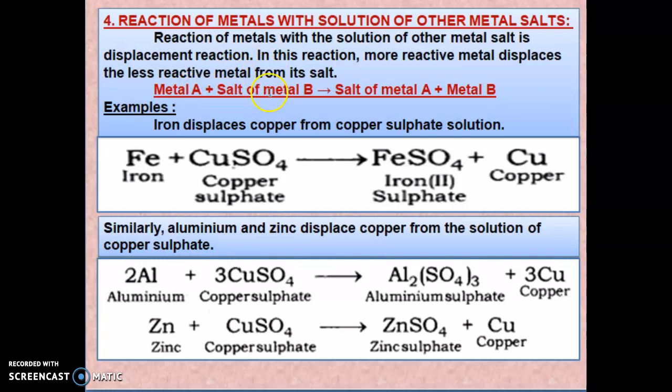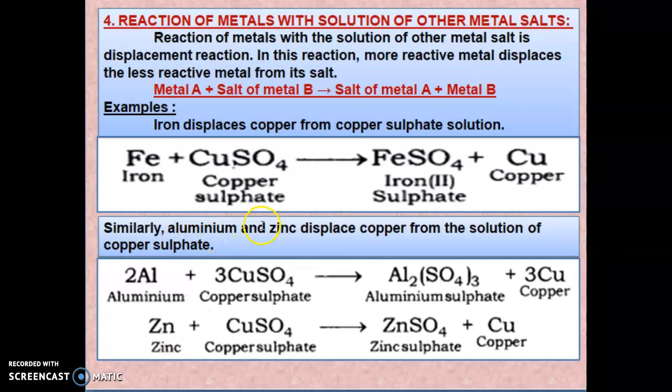So metal A plus salt of metal B gives the salt of metal A plus metal B. For example, iron displaces copper from the copper sulfate solution. Here Fe is the metal A and the salt of metal B is copper sulfate, and here the Fe will displace the metal from the salt B. So what you will get? FeSO4 plus copper. So this becomes a salt of metal A and metal B will be displaced. Okay. So Fe plus CuSO4 gives FeSO4 plus Cu.